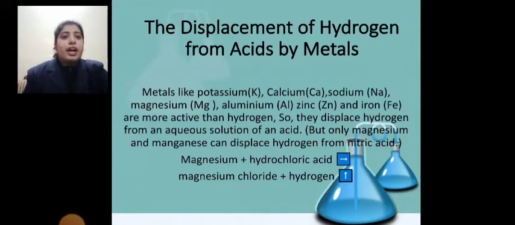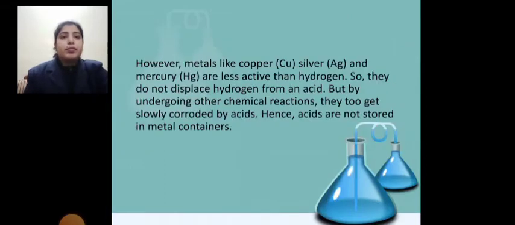Magnesium combines with hydrochloric acid to form magnesium chloride and hydrogen gas is liberated. However, there are metals like copper, silver and mercury. These are less reactive than hydrogen. These are lower than hydrogen in the activity series, so they do not displace hydrogen from an acid. But if they undergo chemical reactions, then they will also easily get corroded by the acids. This is the reason we do not store acids in metal containers.